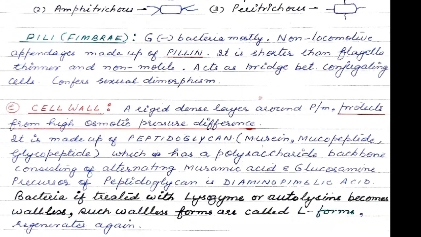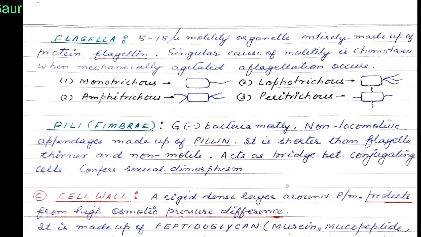Now, in the previous lecture, we forgot to study about the flagella and pili. Today, we'll take up flagella and pili. Flagella are a longer structure having a dimension of 5 to 15 micrometers, and they are the motility organelles. They are entirely made up of the protein flagellin, and their number varies in bacteria.